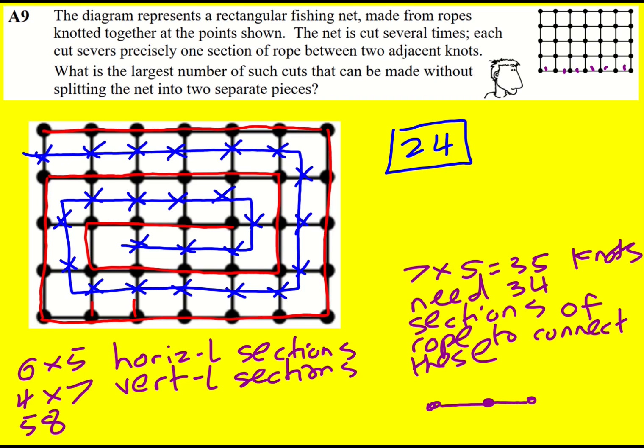So where I'm going with this is, and this is a really nice way of generalizing the problem, if you had any size grid, you can use the same sort of approach. We've got 58 sections, and we know we need 34 sections. So how many can we cut? 58 minus 34, which gives us 24. So that is another approach worth bearing in mind. Well done.